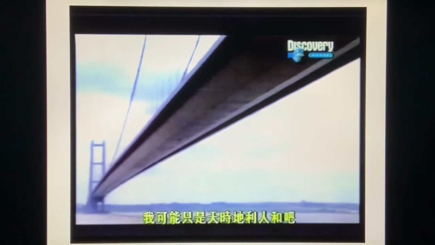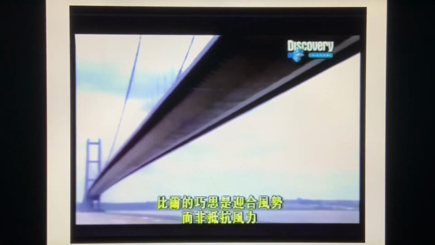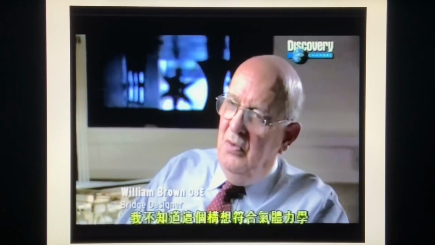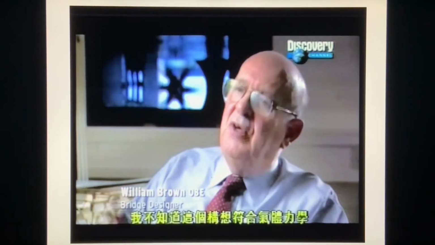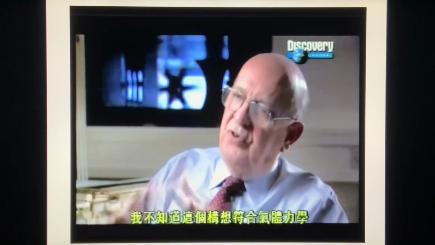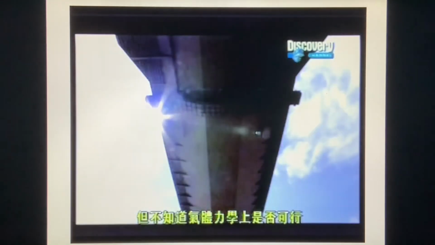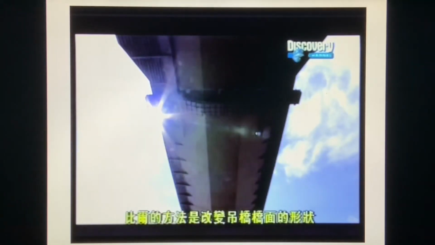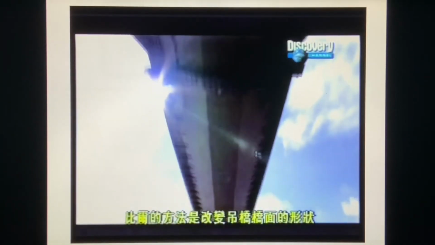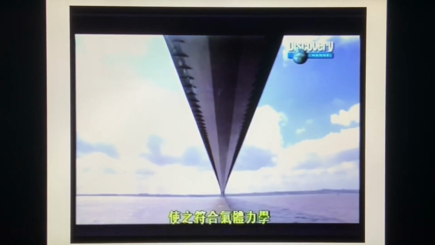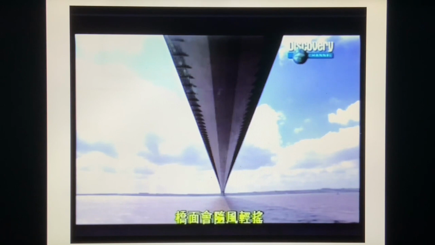The magic of Bill's idea was to work with the wind rather than against it. I didn't know that it would work aerodynamically. I knew it would work structurally, but not whether the aerodynamics would work. Bill came up with the idea of reshaping the deck of the suspension bridge to make it aerodynamic. The wind is deflected around it, and the deck flies in the wind.